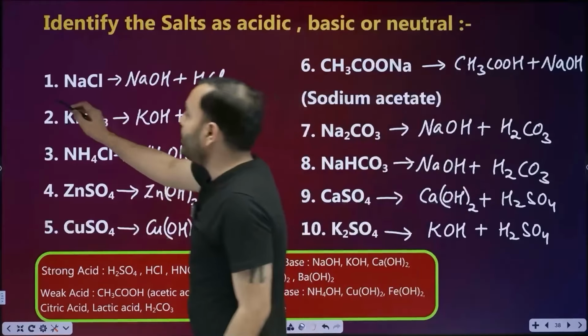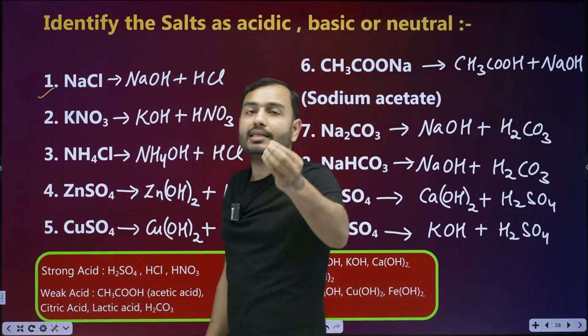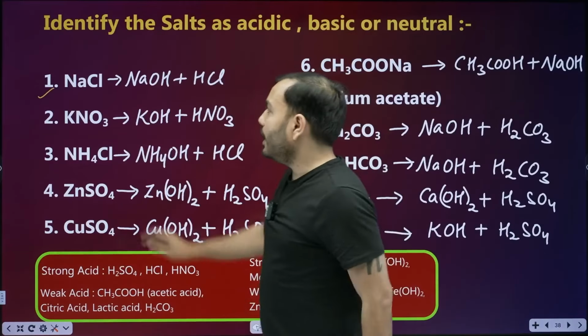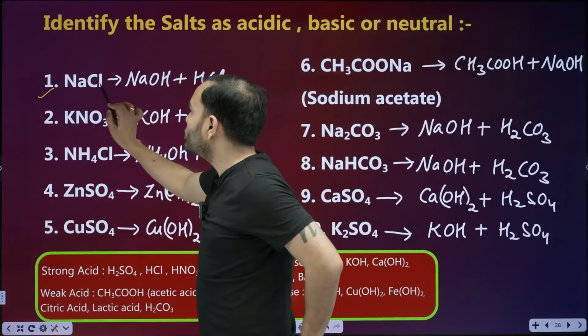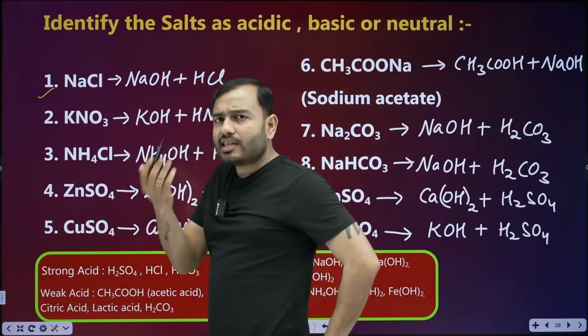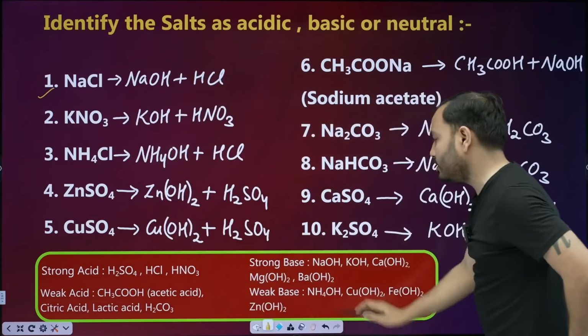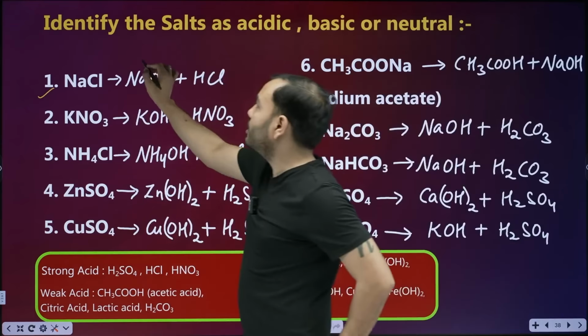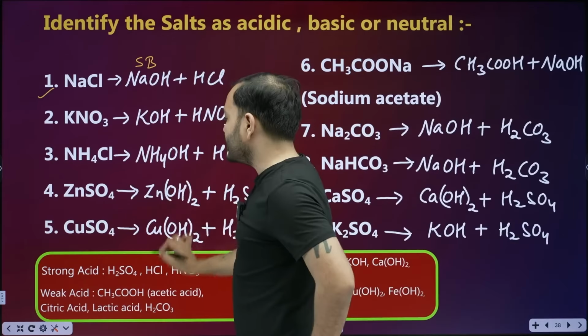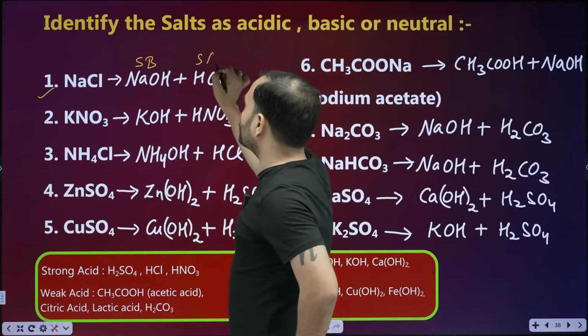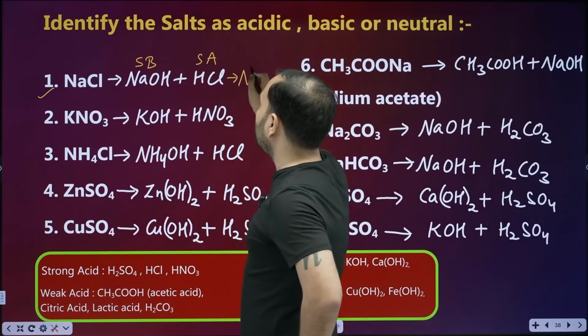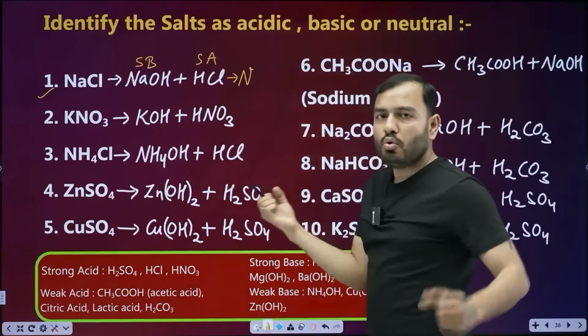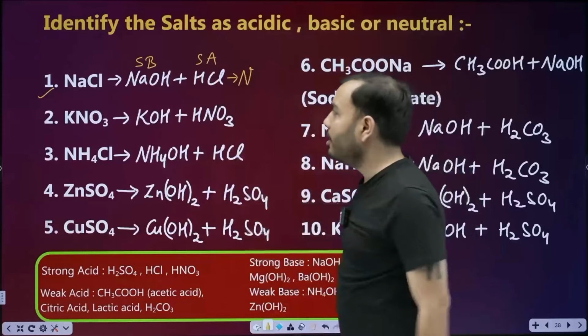Let's start with NaCl. This salt we have to tell acidic, basic or neutral. NaCl, what is it made up of? NaOH and HCl. NaOH is what type of base? You still haven't learned it, bad kid. How is NaOH? Strong. So I have written strong base. What kind of acid is HCl? Strong acid. If two strong things fight, how will the salt be? Neutral. Two big armies fought and were destroyed.